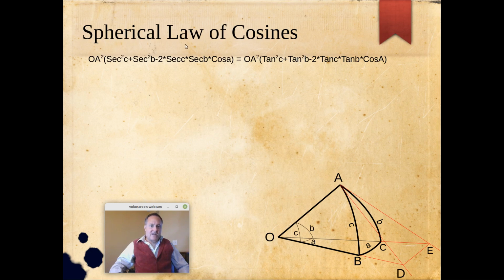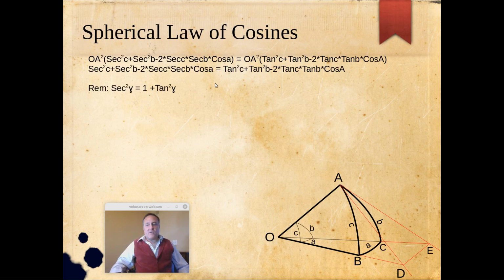Here's that second one we just solved involving the secant, and here's the first one on the previous slide we solved involving the tangents. I recognize that OA square appears on both sides of the equation, so I just cancel it. I can divide one side by OA squared and the other side by OA squared, and it disappears. And what I'm left with is what was originally in parentheses only on either side of the equation.